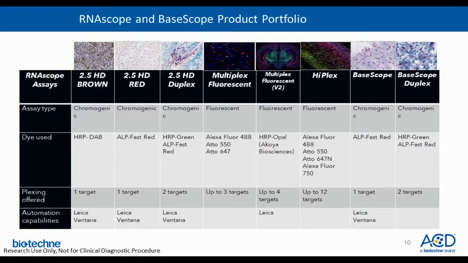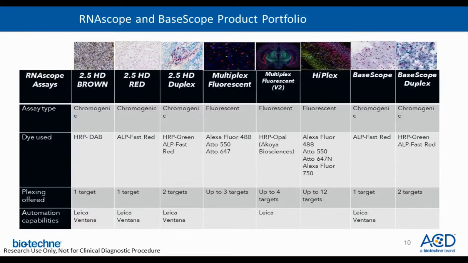We have a wide variety of product portfolios of both the RNAscope and the BaseScope assays. I won't go into too much detail as my colleague Andrea will talk a little bit more about it. But in a nutshell, we have both chromogenic and fluorescent assays that can either be performed manually or using our automated platforms such as the Leica platform.